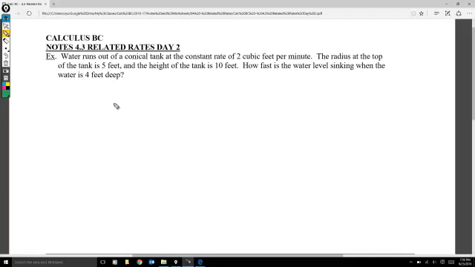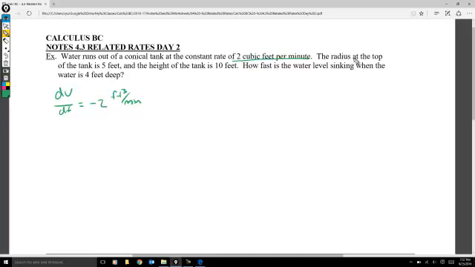First I'm going to make a list of information that I know. I know that the volume is changing at a rate of 2 cubic feet per minute, so I know that dV/dt is changing. Now, water is leaking out of the tank, so my water volume is decreasing, meaning that my derivative will be negative. So I know that it's negative 2 feet cubed per minute.